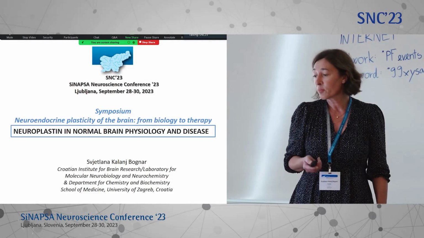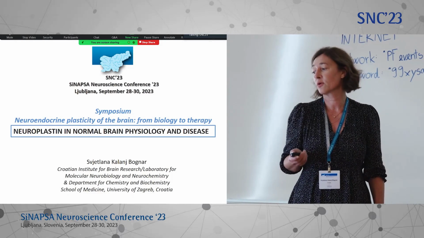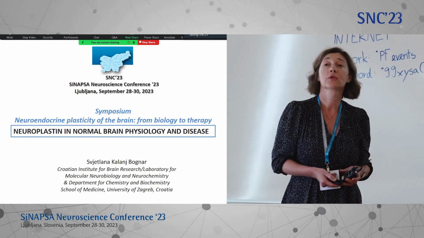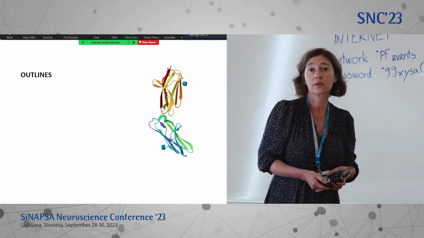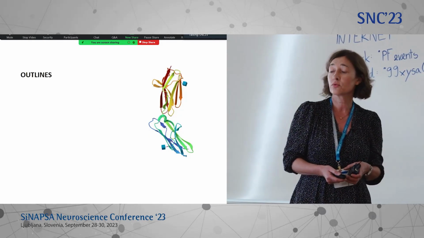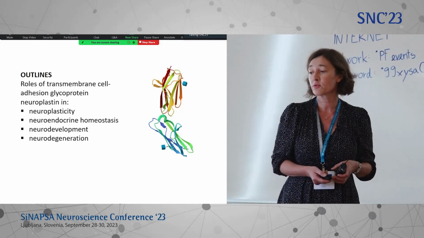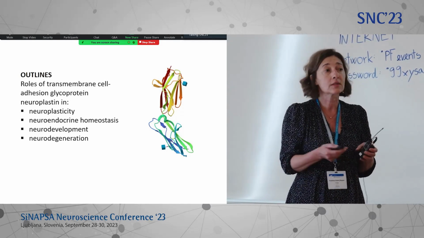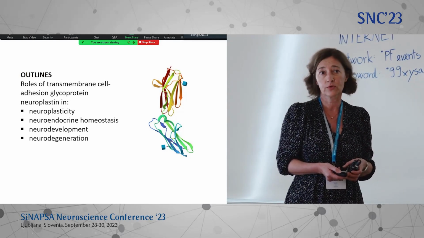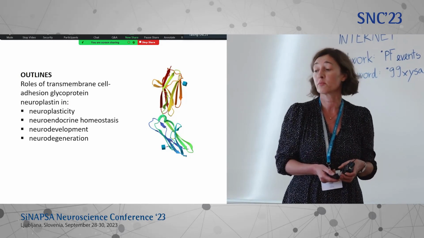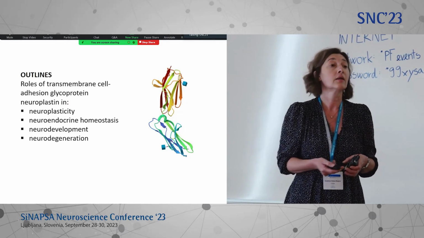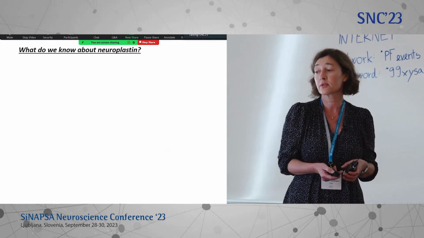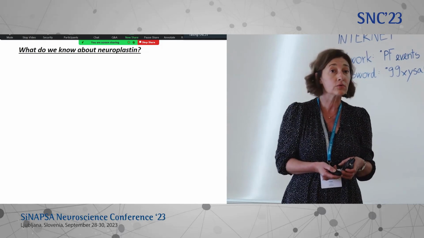I will talk about neuroplasticity in normal brain physiology and disease, and this title also can seem rather broad, but you will see that I will focus on what is known today about the roles of the transmembrane cell adhesion glycoprotein neuroplastin in some very important processes for the functions of the human brain and mammalian brain: neuroplasticity, neuroendocrine homeostasis, neurodevelopment, and neurodegeneration.